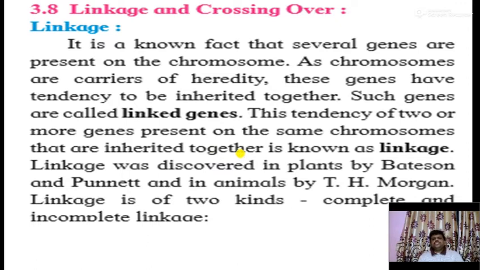So those genes that get inherited together show linkage. This linkage concept was first discovered by Bateson and Punnett in plants, and in animals by T. H. Morgan. There are two kinds of linkage. The first one is complete linkage and the second one is incomplete linkage.